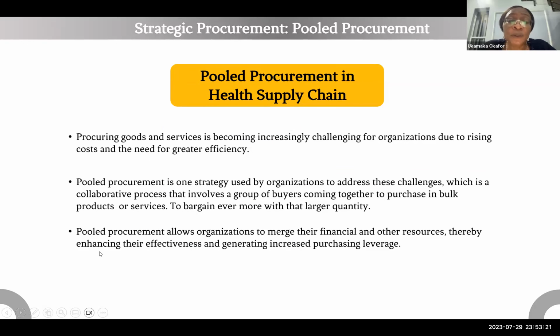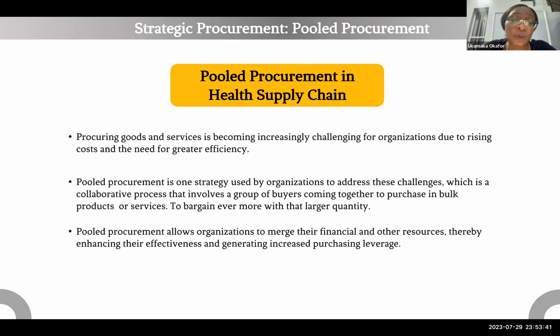So the second one is pooled procurement. For pooled procurement to work, it means that the stakeholders have to agree to come together. People say that there's more to it than just being colleagues or just being friends.